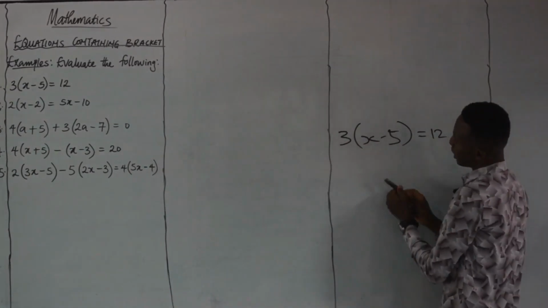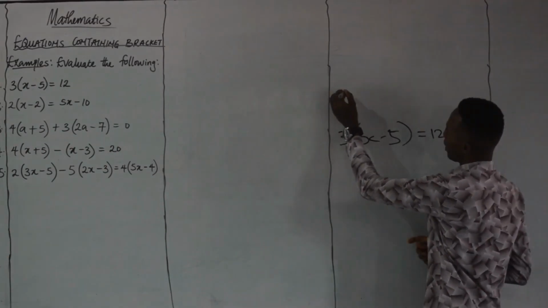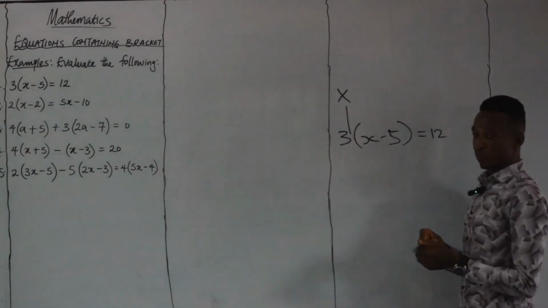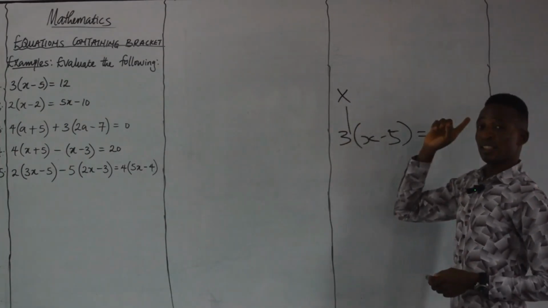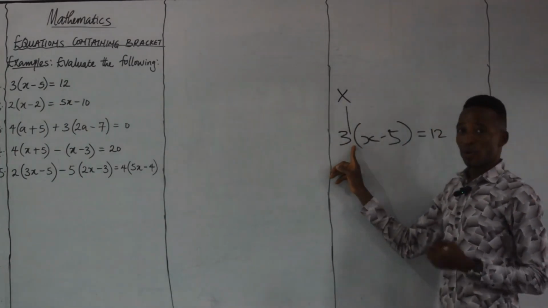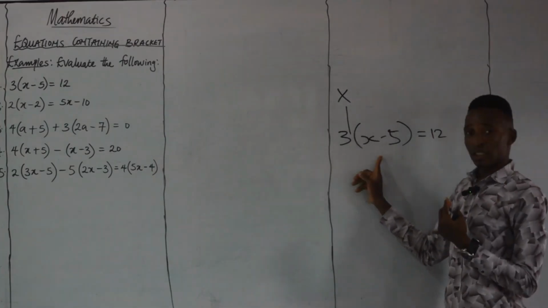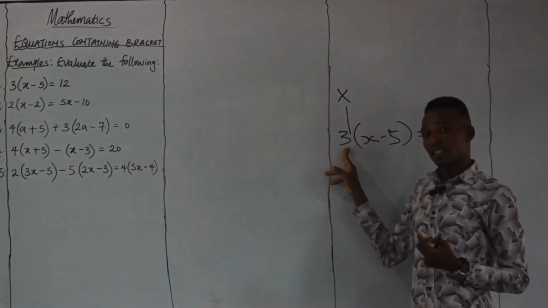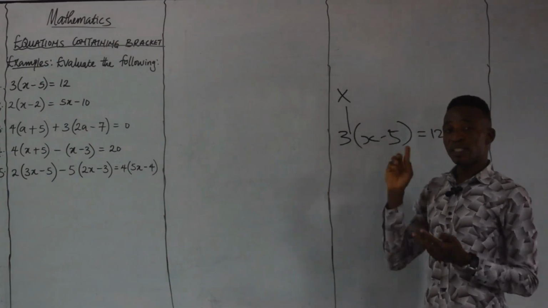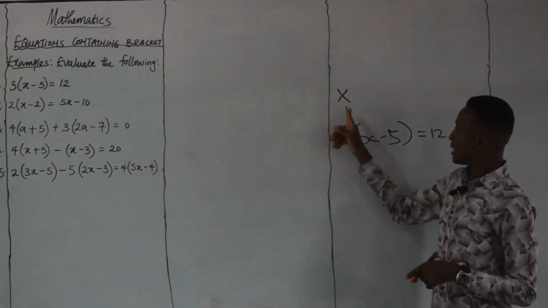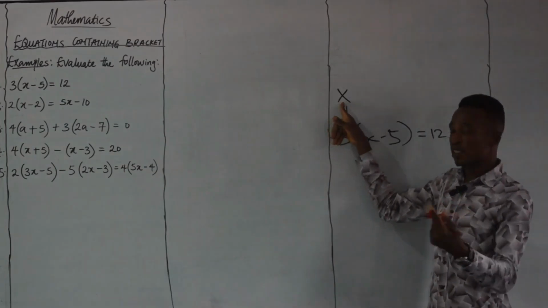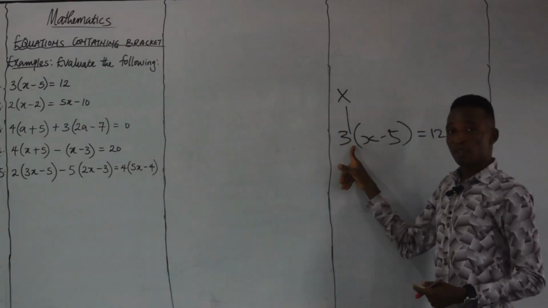In between these 3 that we have here and the bracket is the sign of multiplication. That means the multiplication sign here is the only thing that is silent or invisible in this expression. Whenever they write the variable, be it number or algebra, before the brackets, nobody will tell you that there is a multiplication. But as a mathematician, you need to know that there is an invisible multiplication here.